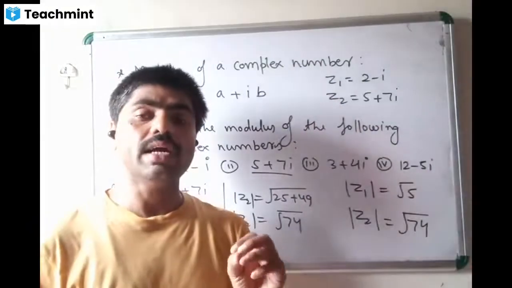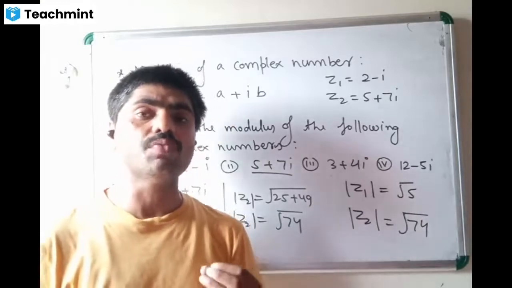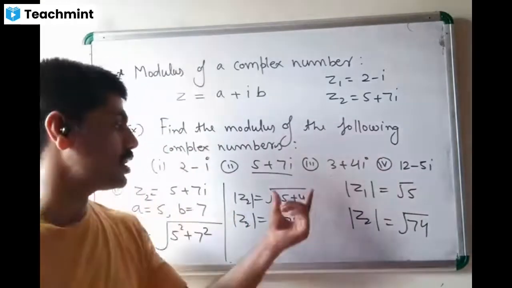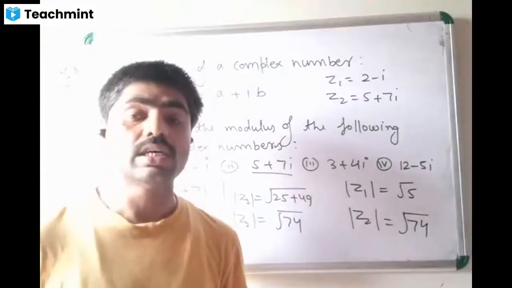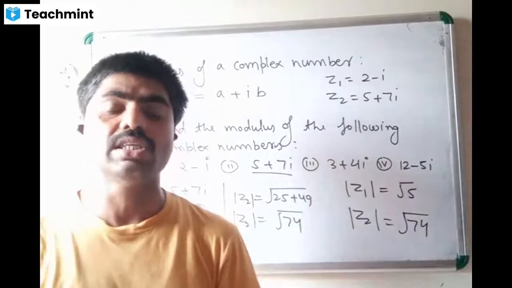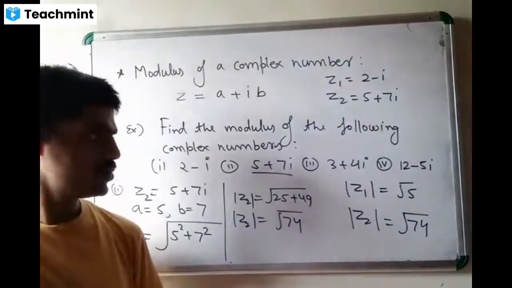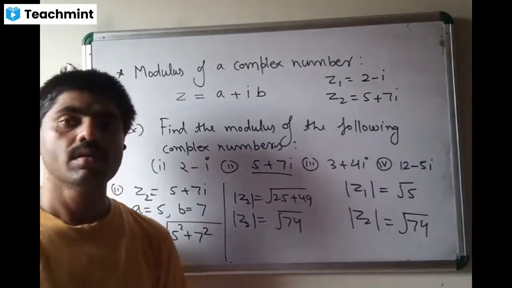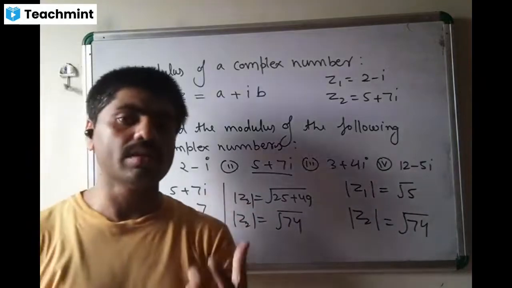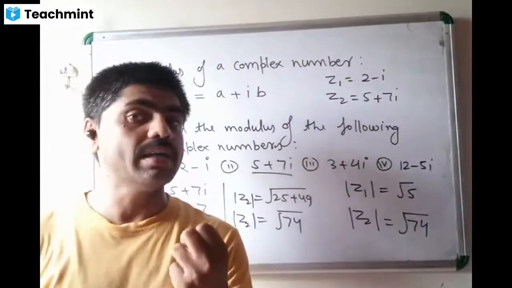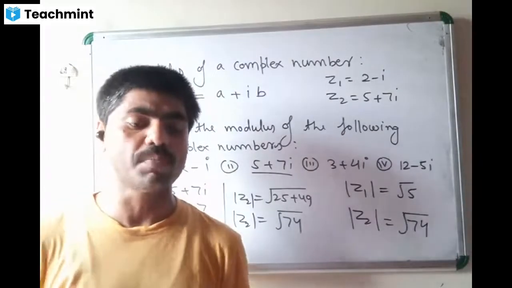No, beta. To find which complex number is greater or smaller, you will always find the modulus of the complex number. Without finding the modulus, you will not say this complex number is greater or smaller. Always, to find the greater or smaller complex number, you find the modulus of the complex number.